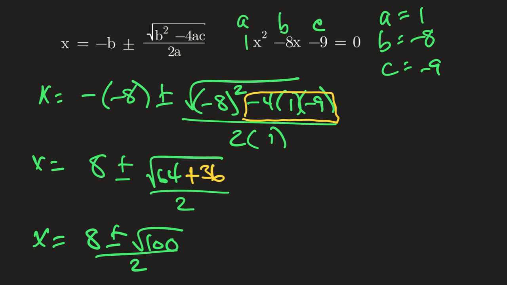Now, we talked about this the other day. Can you take the square root of 100? Is 100 a perfect square number? What's the square root of 100? 10. So here's what we're going to do. We're going to go x equals 8 plus or minus 10 over 2. If I've got a perfect square number underneath that radical, take it. The square root of 100 is 10, and it comes out of the radical. So now you've got 8 plus or minus 10 all over 2.